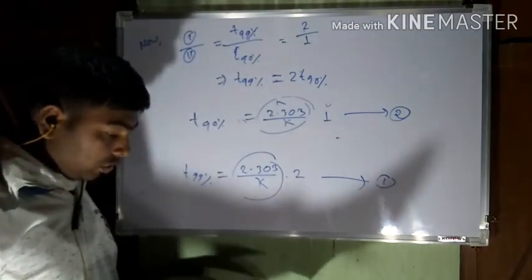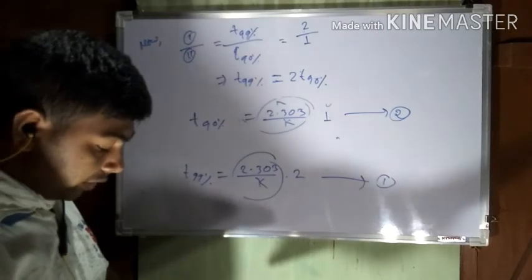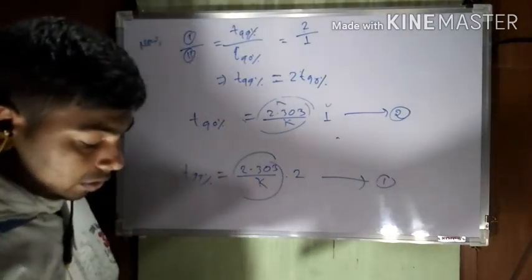Similar numericals are in your question numbers 17, 19 and some others also. Try to solve them.